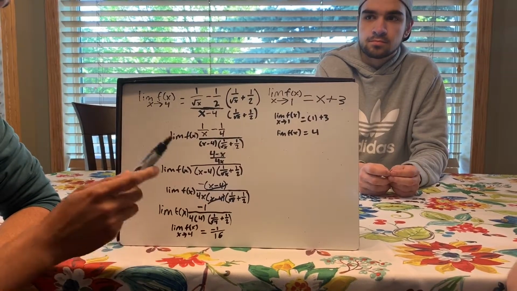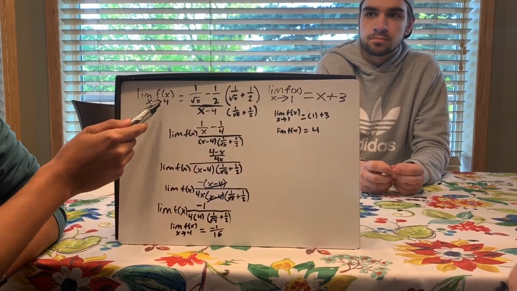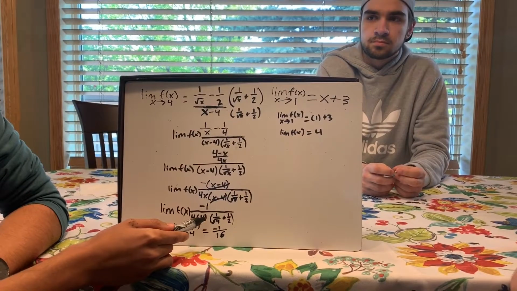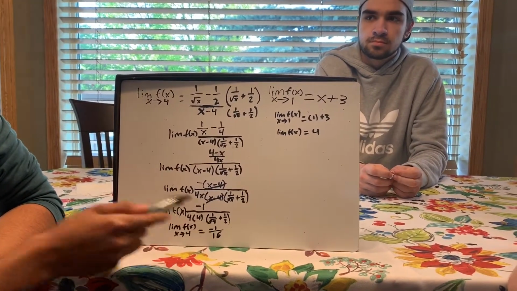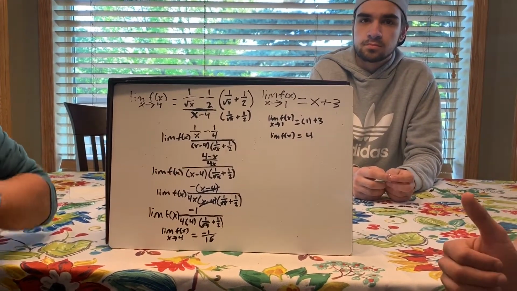From there, we can take the x approaching 4 from the top and put it straight into the function, leaving us with negative 1 over 16. And that's how to do a limit.